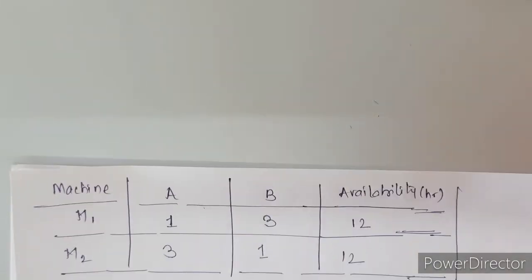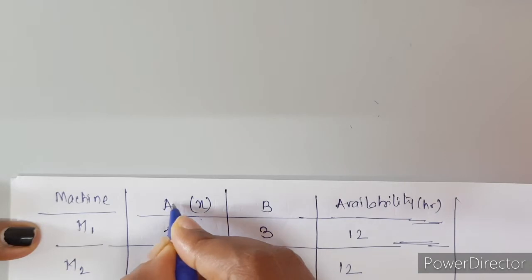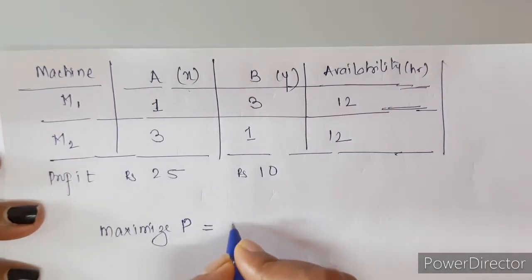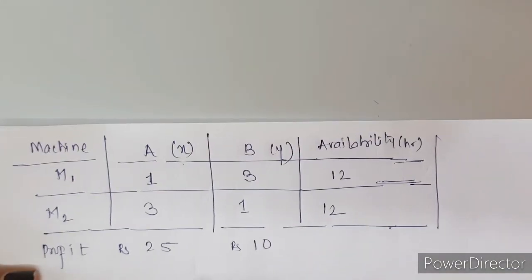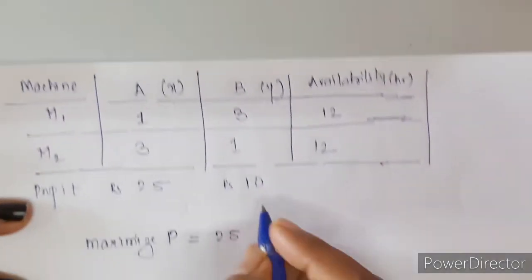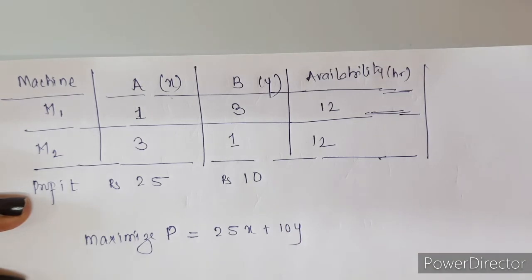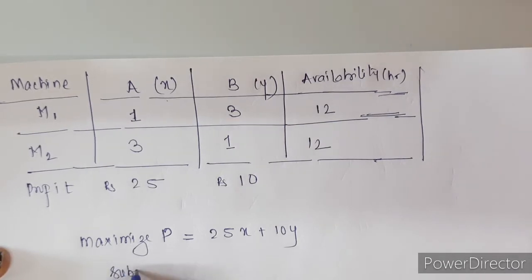Now I am taking the number of items of A as x and of B as y. Now suppose we are selling 10 of x and 10 of y. What will be the profit? 25 into 10, 10 into 10. So it is 25 into x plus 10 into y, because after selling one product of A we get 25 rupees, and one product of B we get 10 rupees. Subject to.